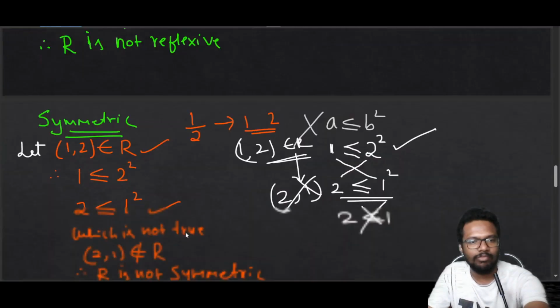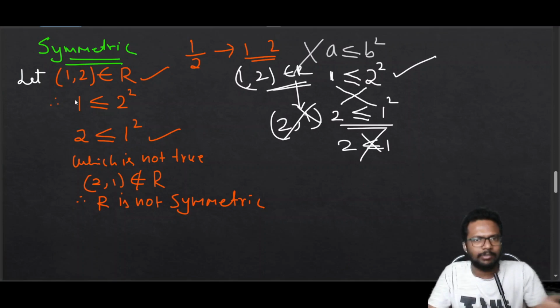Okay, next when it comes to symmetric, take the same example, 1 comma 2 belongs to R, 1 less than or equals to 2 cube here. So we have changed the question, so 1 less than or equals to 2 cube, and now interchange, 2 less than or equals to 1 cube, which is not true again. 2 comma 1 does not belong to R, it is not symmetric, everything is same. So just in the place of square just substitute cube, then the other problem is solved.